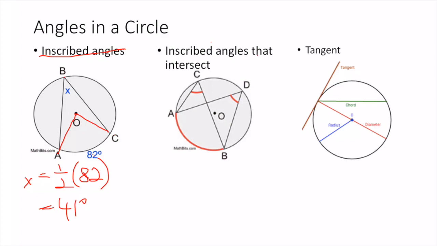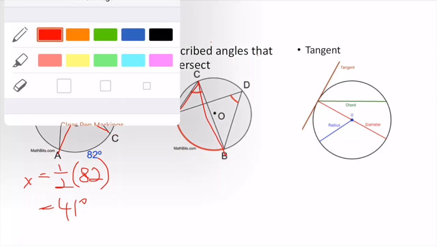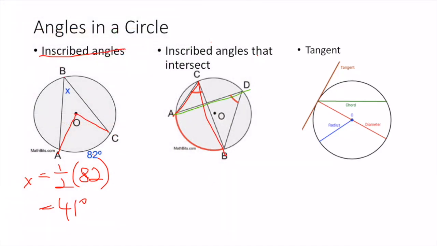Inscribed angles that intersect. So right here, A, B, and C intersects with ADB. I just know that angle C is the same as angle D. They share this arc right here, so both of these would be half of this arc.